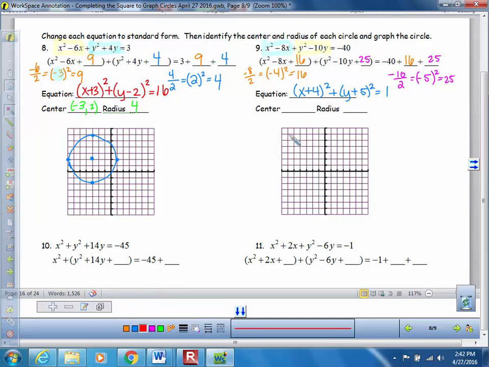My center is going to be exactly what I got when I divided both my b's by 2, so -4 and -5. And then to find my radius, I take the square root of 1, and the square root of 1 is 1. So then we're going to graph that. I'm going to go left 4 and down 5. And then from there, since the radius is 1, we're going up 1, right 1, down 1, left 1, and drawing our circle.